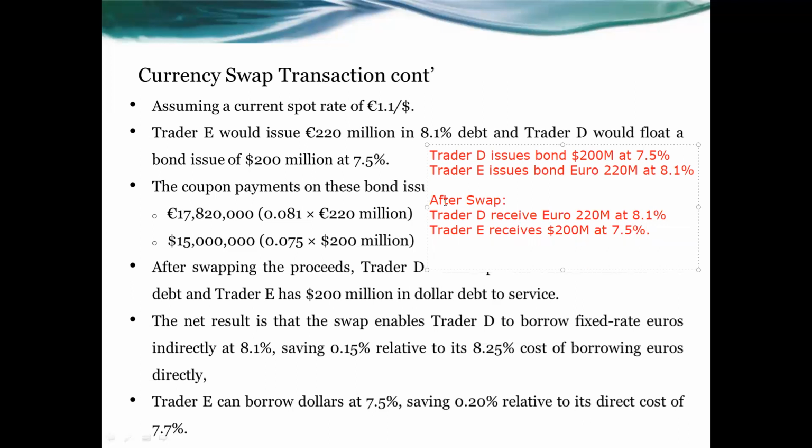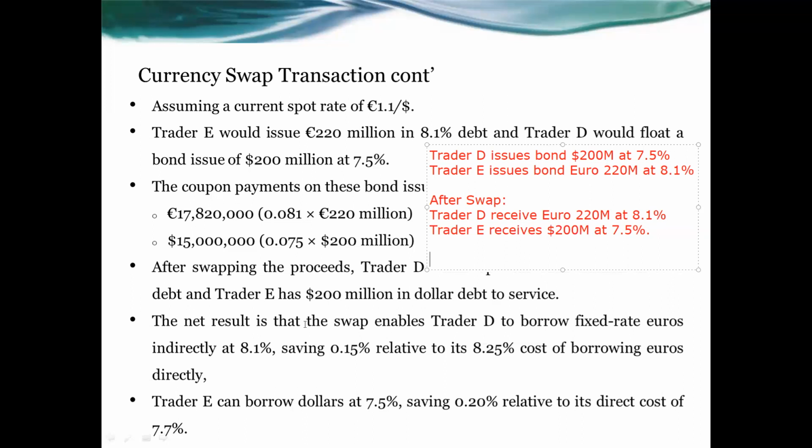Right? If trader E takes the loan from his own market, or he issues bonds in dollar denominations, he has to pay a 7.7% interest rate. Right? 7.7% interest rate. Okay.